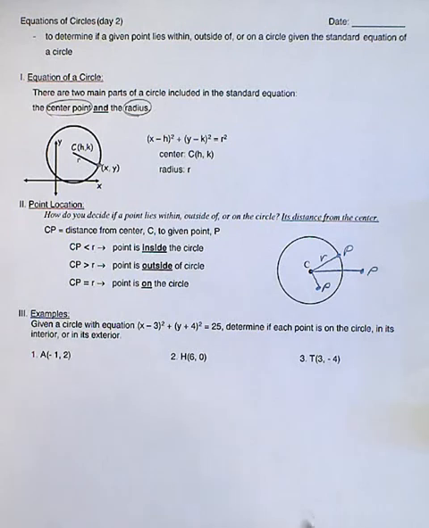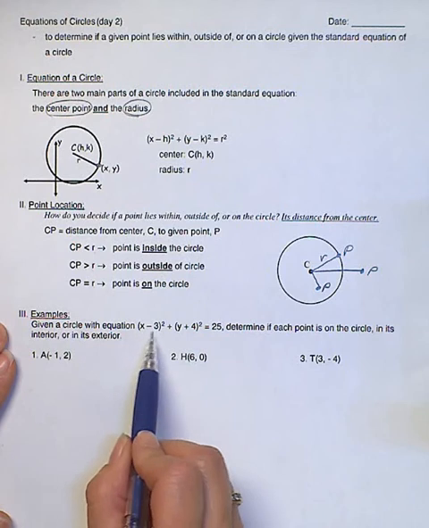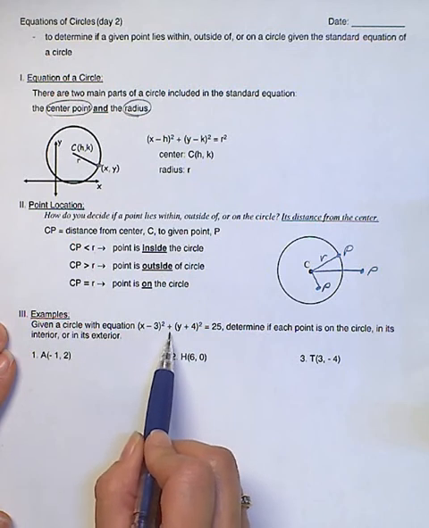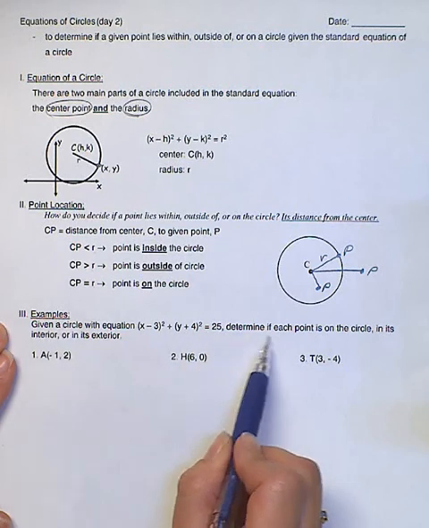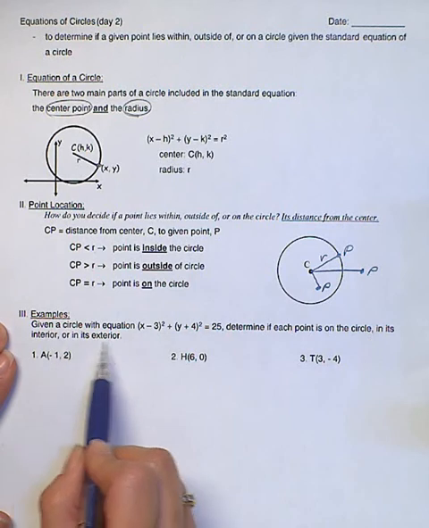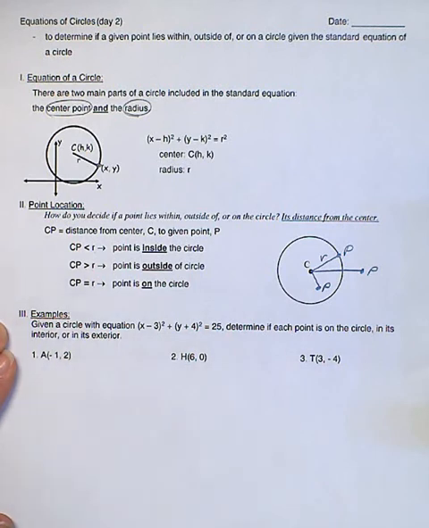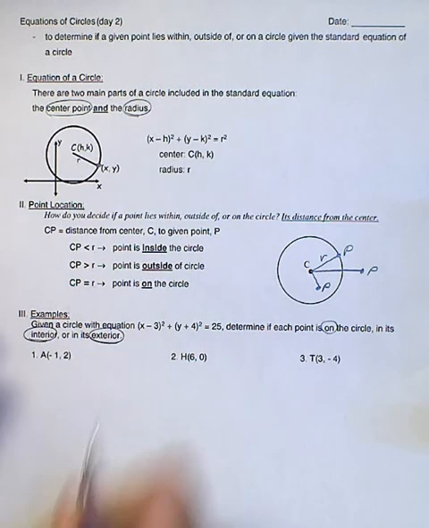So the way your question looks is it says, given a circle with the equation (x - 3)² + (y + 4)² = 25, determine if each point is on the circle, in its interior, or in its exterior. So the way you'll answer this after you show your work is you'll use the words on, interior, or exterior. So we're just going to summarize the answer. Again, remember this is going to be a comparison of distances. So I am going to do the distance formula after I clear up some stuff.